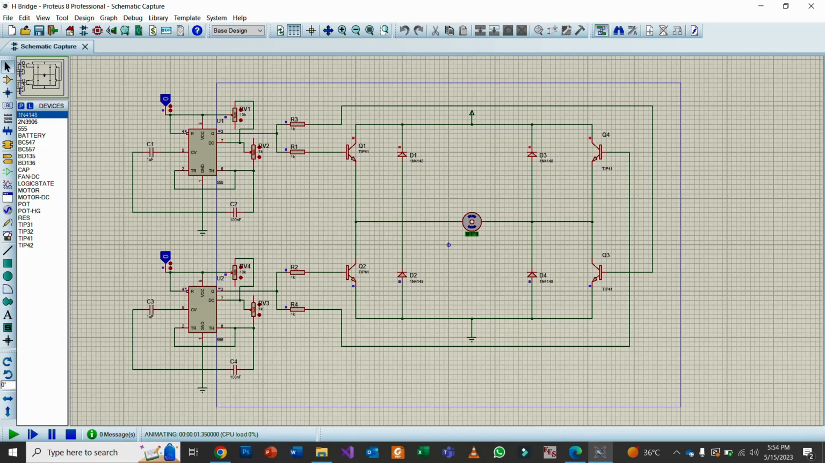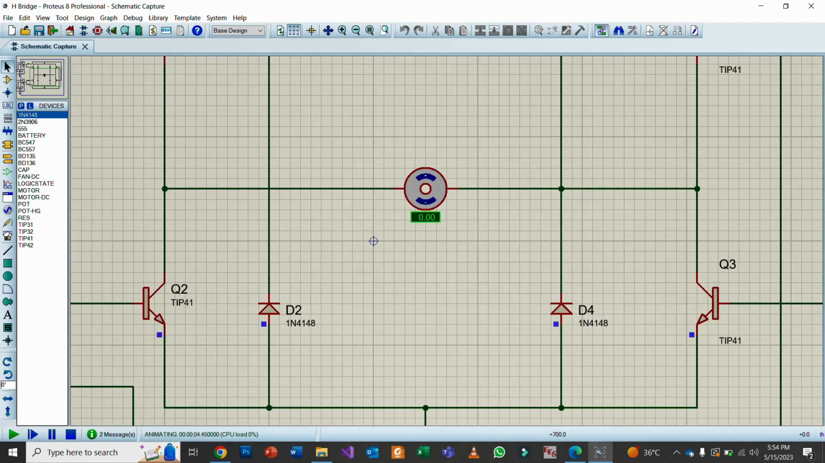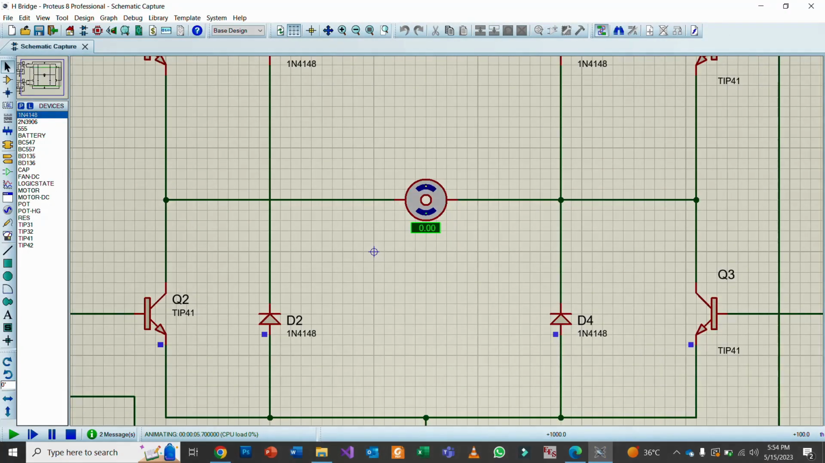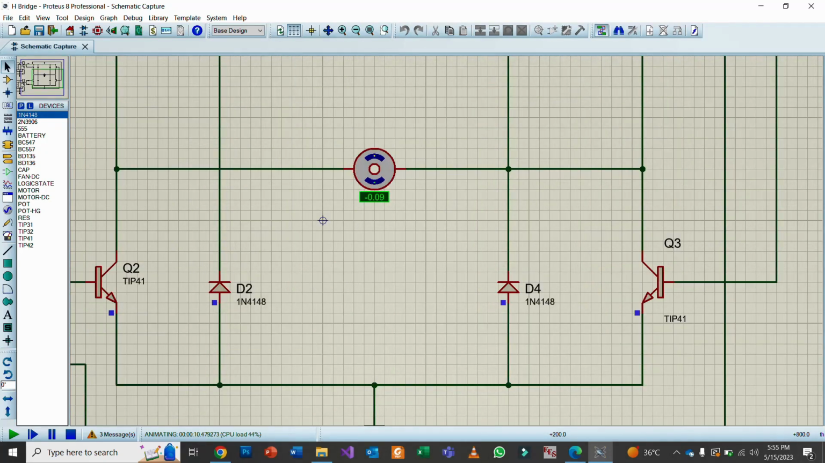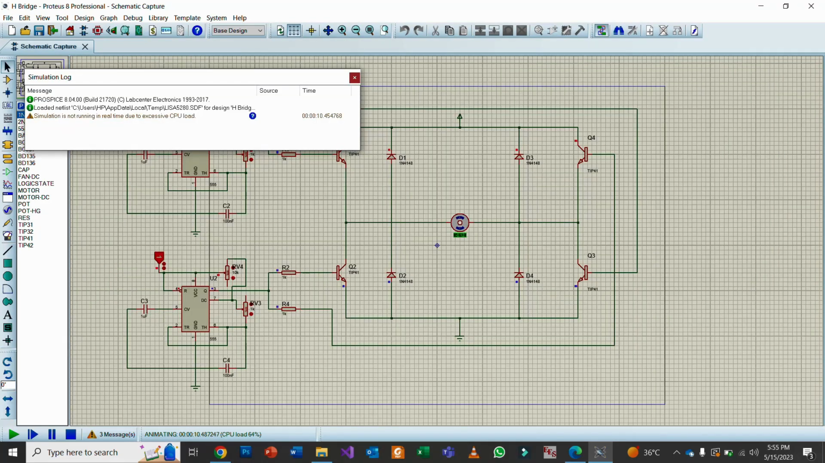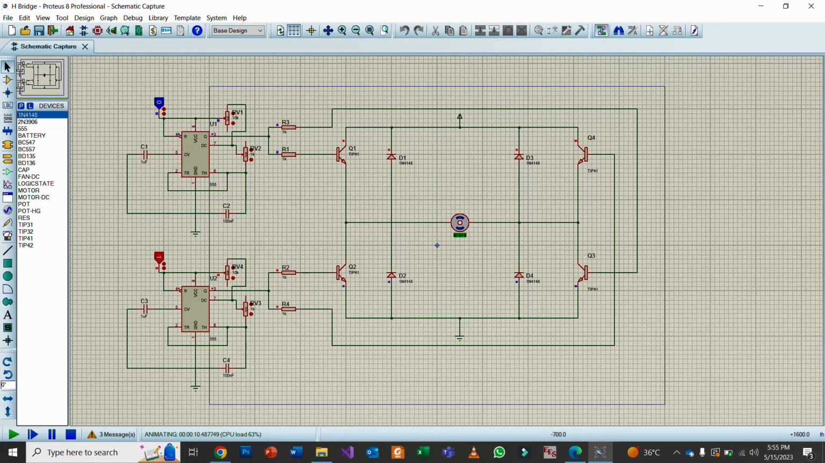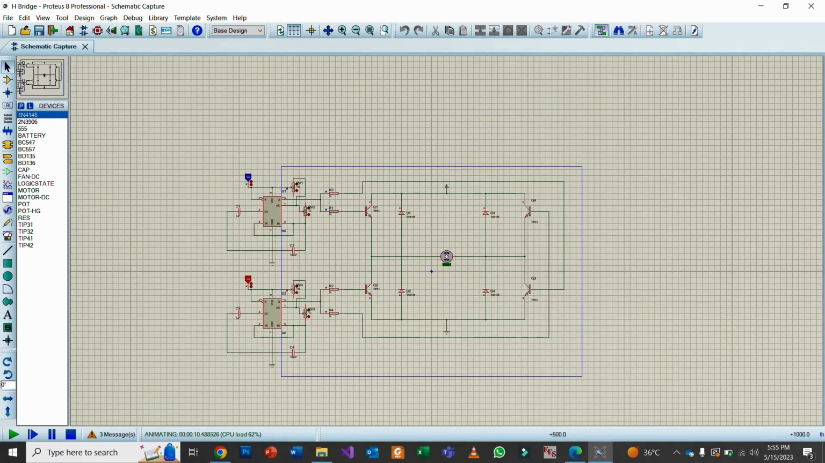Let's see, what if we make both zeros? What will happen? When both are zeros, the motor will tend to stop, but when one input is 0 and the other input is 1, then the motor will spin in a different direction. Right now we can see that Q2 and Q4 are on, so the motor will spin in a different direction because the direction of current flowing through the motor is reversed. You can also see the voltage which is being changed by the timer IC. So this is the H bridge.